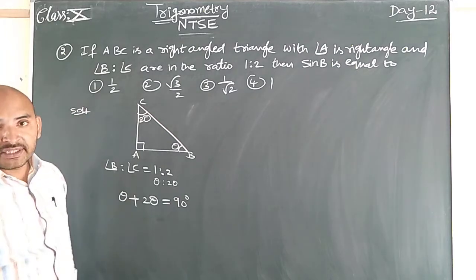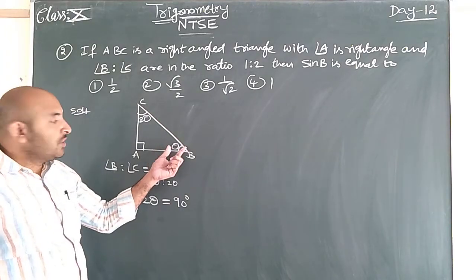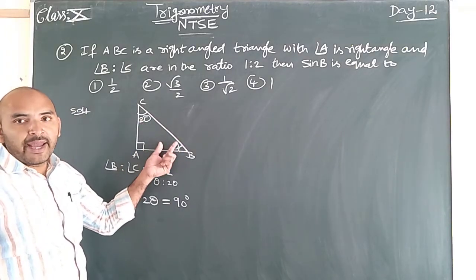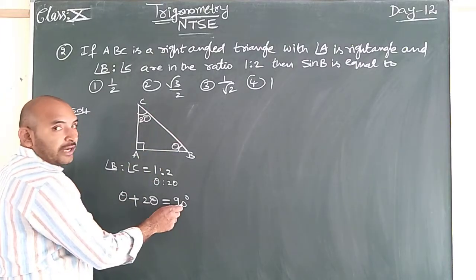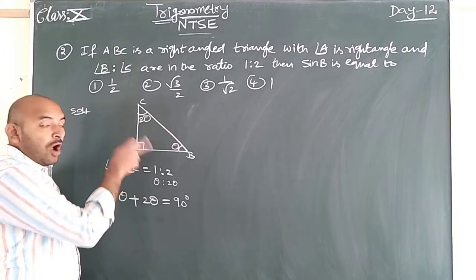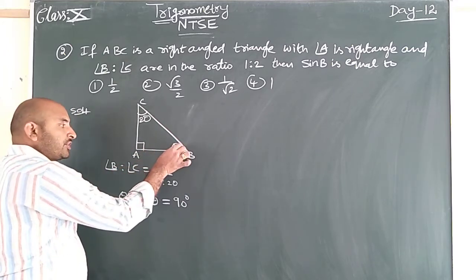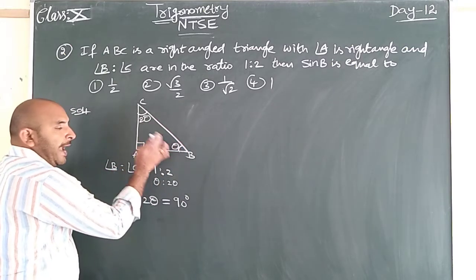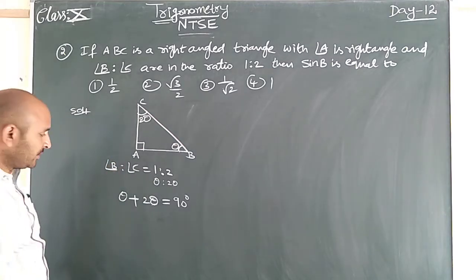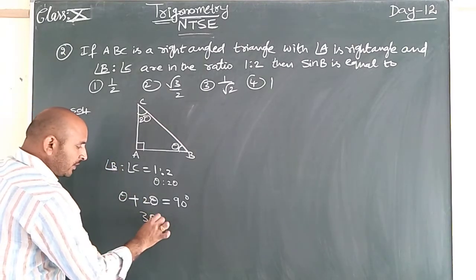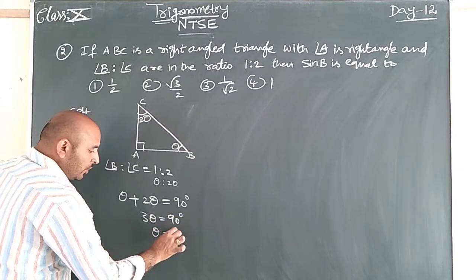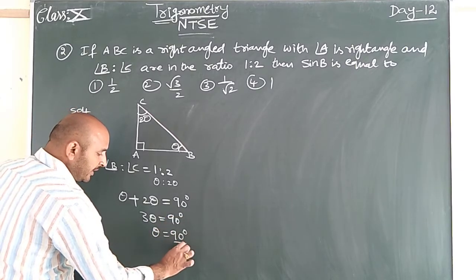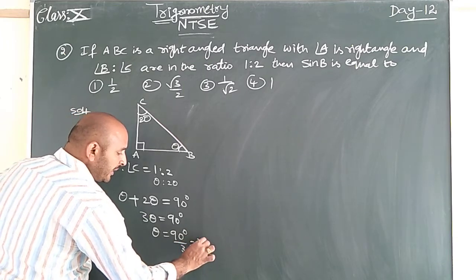Observe complementary angles. Complementary angles means the sum of two angles is equal to 90 degrees. Theta plus 2 theta is equal to 90 degrees. According to the complementary angles introduction, the sum of two angles must be 90 degrees. So 3 theta is equal to 90 degrees. Now theta is equal to 90 degrees by 3, which is equal to 30 degrees.